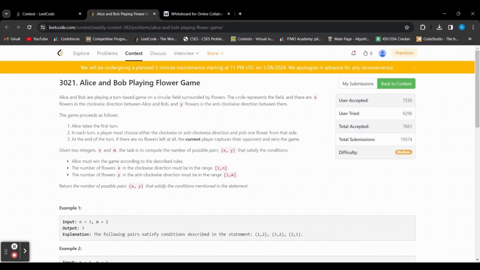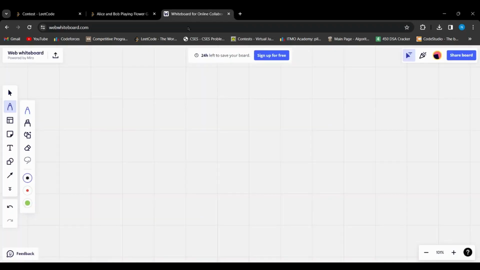Discussing the fourth problem of today's LeetCode Weekly Contest 3D2. The problem is Alice and Bob Playing Flower Game. So I hope you've read the problem. If not, I'll explain it briefly.